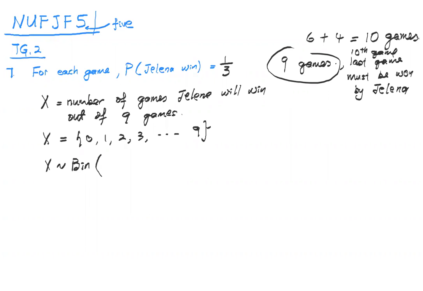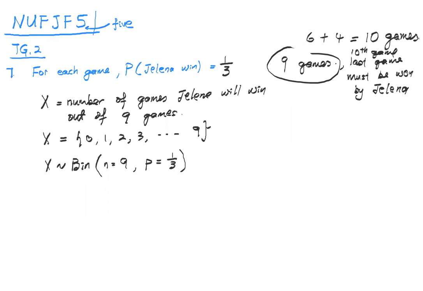So every time when I see a question, I must mention all this to myself, even if the question didn't ask me. So my N is equal to 9, and my probability of Jelena winning a game for this case is 1/3. Clear?